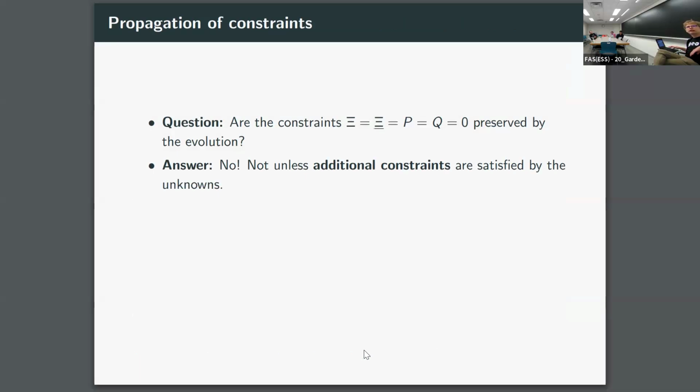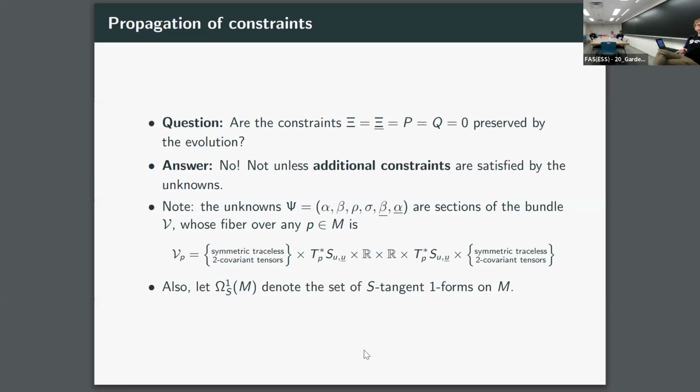And to discuss this, I want to introduce some notation. So I just want to introduce the notation of the vector bundle of the solution space to these equations. All this is just saying that if I have a psi, so alpha, beta, rho, sigma, beta bar, alpha bar, this is just saying that alpha and alpha bar are symmetric traceless 2-tensors, beta and beta bar are 1-forms, and rho and sigma are scalars. So this calligraphic V is just this vector bundle whose fiber over any point is the space where the solutions to the Bianchi equations live.